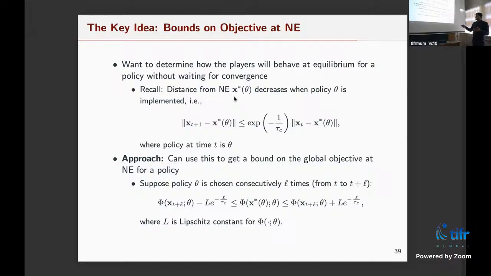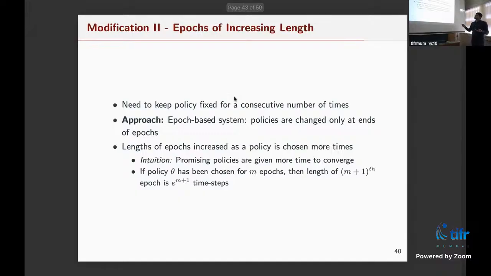But this in itself is meaningless unless the manager fixes a policy and implements it for a certain amount of time. So the next modification is an epoch-based system. Policies are not altered at every time step. Instead, they are altered at the end of every epoch, and the length of epochs keeps increasing as the policy is chosen more and more. The intuition is that promising policies are given more time to converge. Very simply, if policy theta has been chosen for m epochs till now, then the length of the next epoch will be e power m plus 1. So the length of the epoch is increasing exponentially.